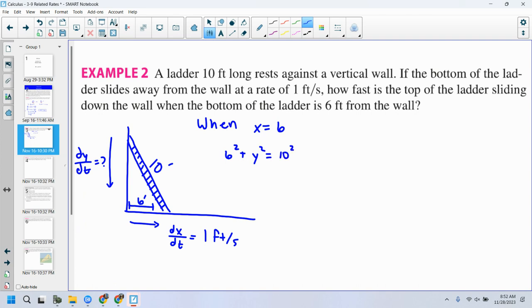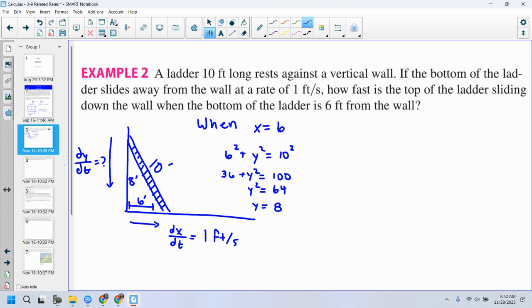Because this ladder is a fixed length, right? That 10 foot's not changing. It's not like I'm going to make my ladder smaller as I go down. There's no like dz dt or dc dt, whatever. No, the length of the ladder is not changing. That is a constant length of 10. So let's figure out what my y component would be when my x is 6. So 36 plus y squared is equal to 100. So y squared is equal to 64. So y is equal to 8. Obviously plus or minus, but we negate the minus because it's real world. 8 foot.